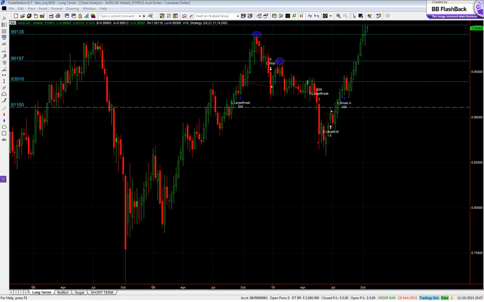Aussie CAD then looks similar to the Aussie dollar, in terms of trading around significant points. Look at these 3 weekly highs.